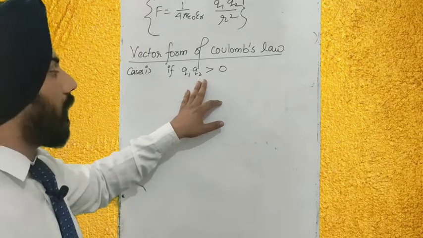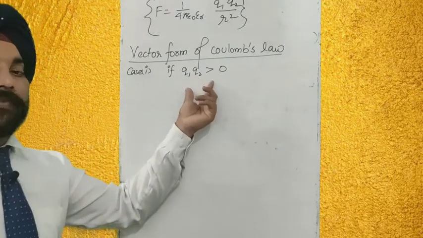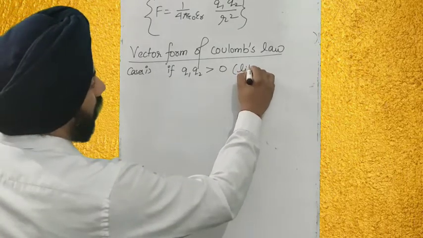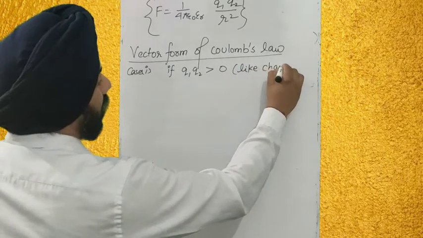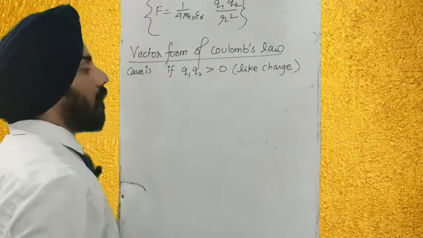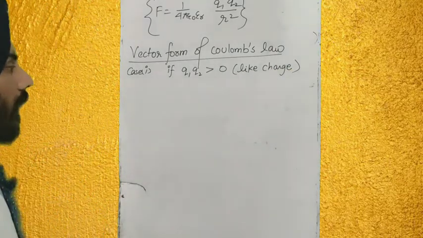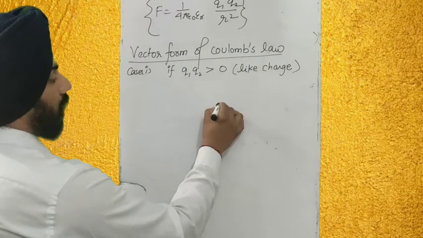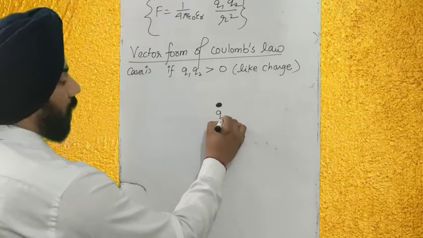Positive is always greater than 0. So this case is for like charges, when the charges are of the same sign. Okay, here in this, let's take an example. Let's understand with a figure.